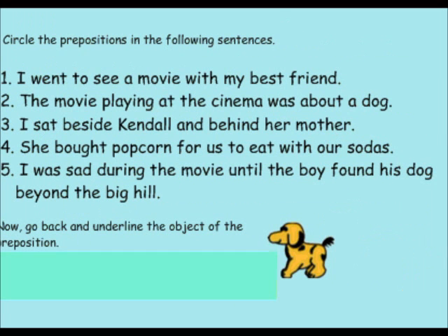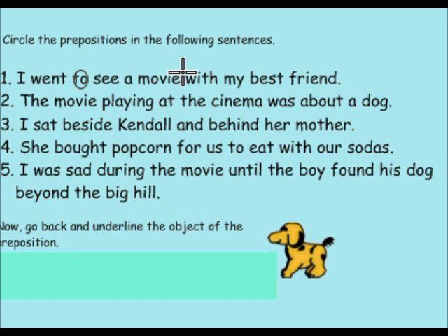Last one, we're going to circle these prepositions, and then we'll figure out the prepositional phrase. I went to see a movie with my best friend. Now remember that sentence. The bunny jumped blank the movie. The bunny jumped to the movie. That works.